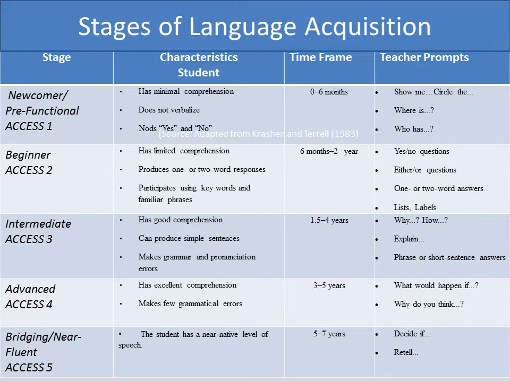And they're going to be able to have a very minimal level of comprehension and production of language, and usually anywhere between the first 0 to 6 months, and even could extend up to the first year of their being here. There's also some teacher prompts that would be some great things for you to include as you're working with these students. Level 2 is a beginner, and this student has, again, very limited comprehension, but they're able to start producing language more than a newcomer or pre-functional student can.